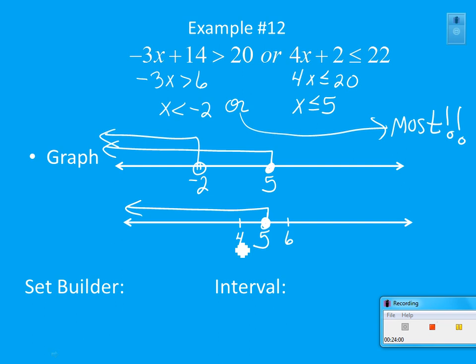In set builder notation, it's kind of easier. X such that, I just need all the numbers less than or equal to 5, so x is less than or equal to 5. In interval notation, I have all these negative numbers, so I got negative infinity, comma, 5, bracket on the 5, parenthesis on the negative infinity. So that's what that one looks like.